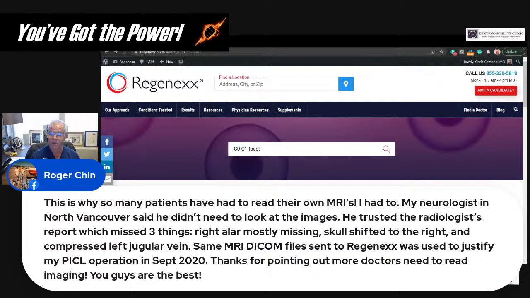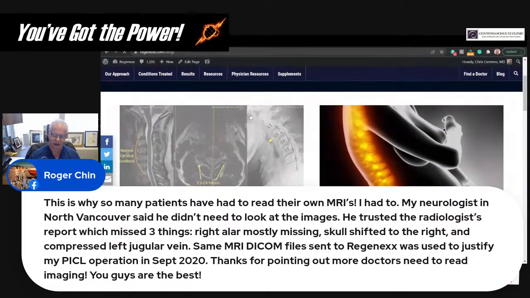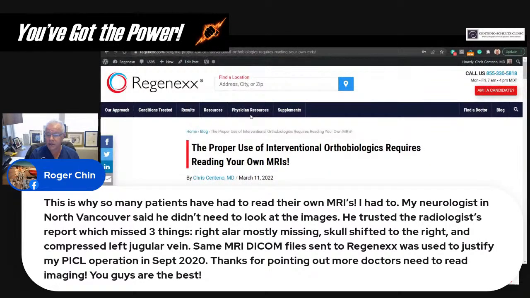Well, thank you, Roger. Yeah, so again, as I put in the blog this morning, and I think this is super duper critical for everyone to understand: when a doctor tells you, I trust the radiologist, you need to run. Well, because number one, if we're talking about a fracture, obviously you can trust the radiologist. That's what they're used to looking for. If we're talking about something big like a herniated disc that might require surgery, you can trust the radiologist.